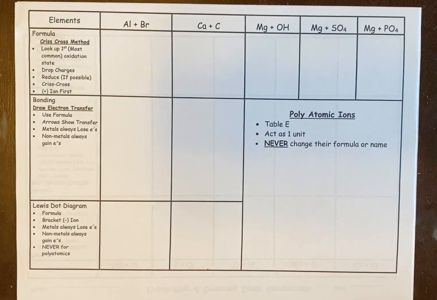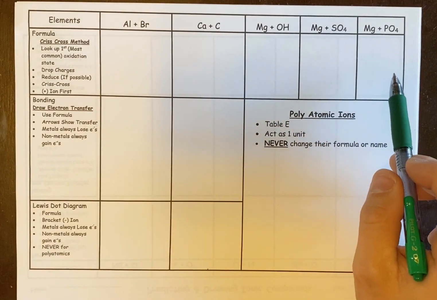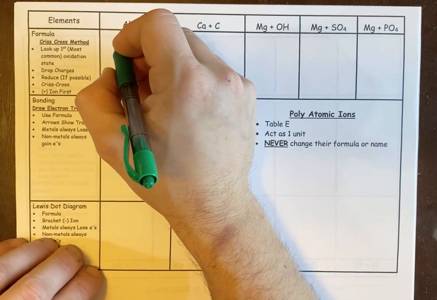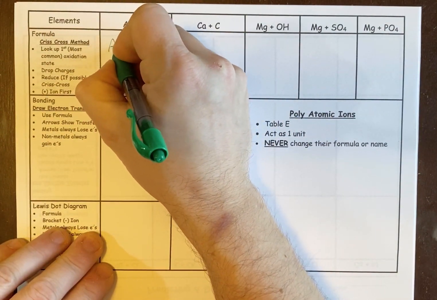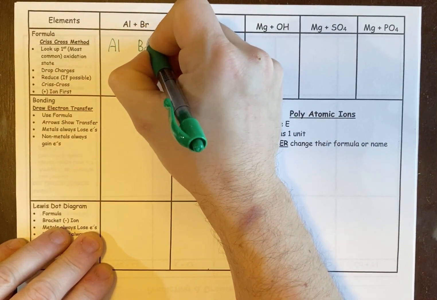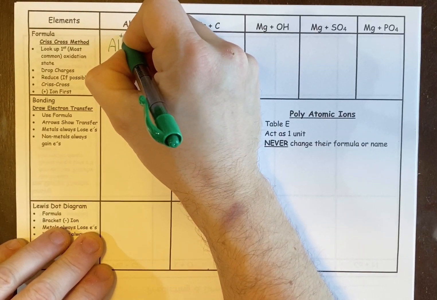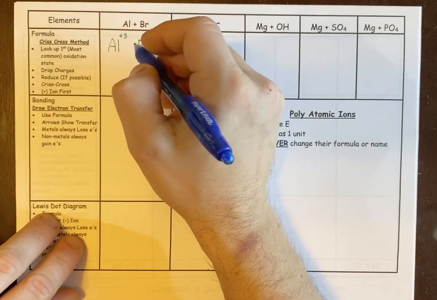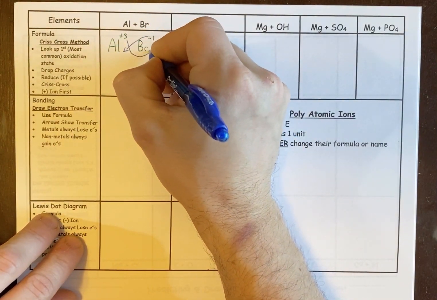So now with this one, we're going to do 2 more fully, and then these 3 over here, we're just going to worry about their formula. I'll explain why. But let's start with the ones we are going to do. So we've got aluminum and Br. Br is -1. Al is +3. We ignore the charges. We can't reduce. Then we crisscross.